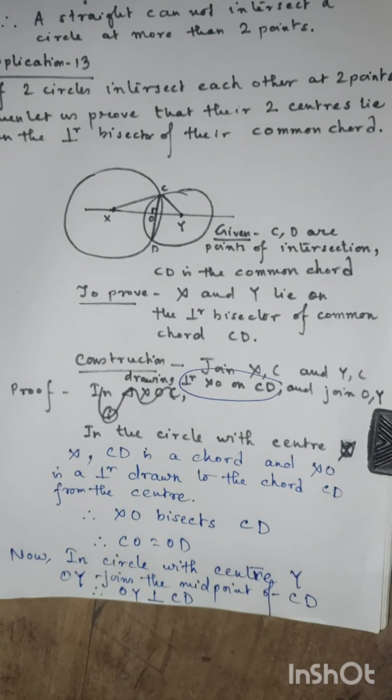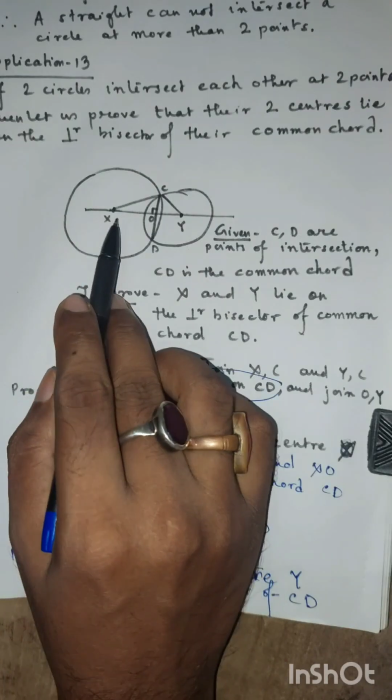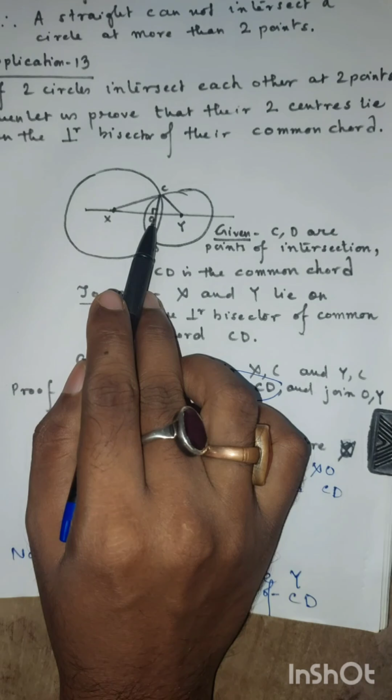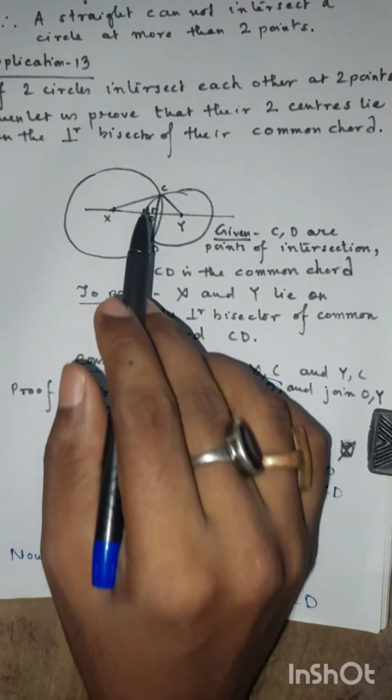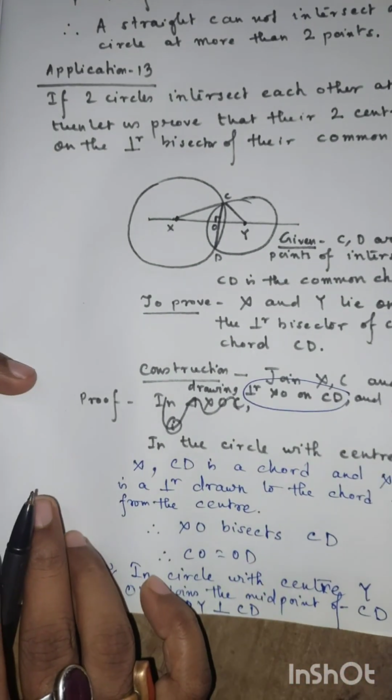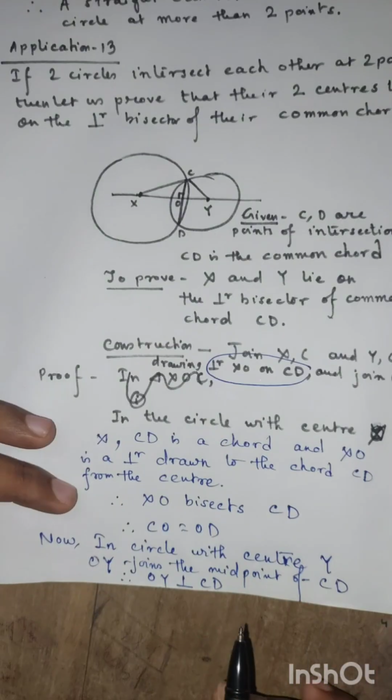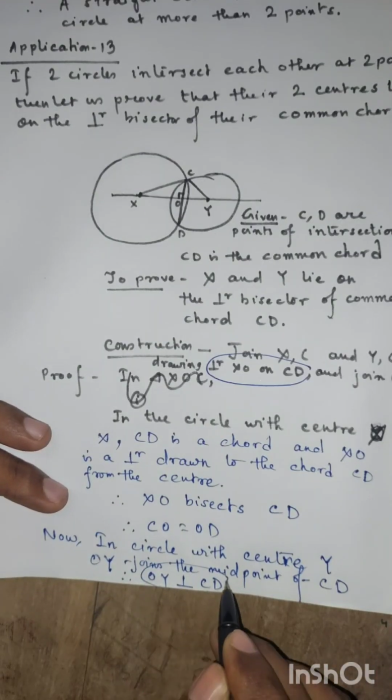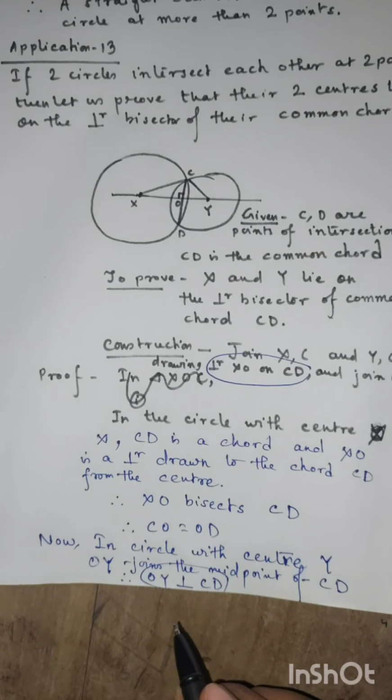Okay, by construction, XO is the perpendicular on CD at point O. Okay, so and OY is also a perpendicular at O on CD.